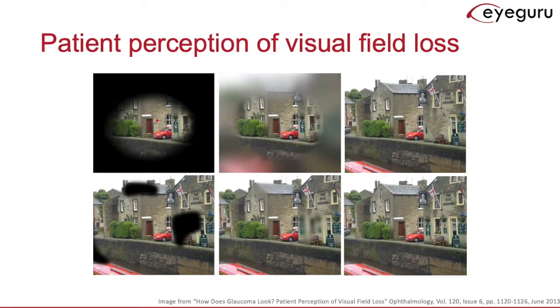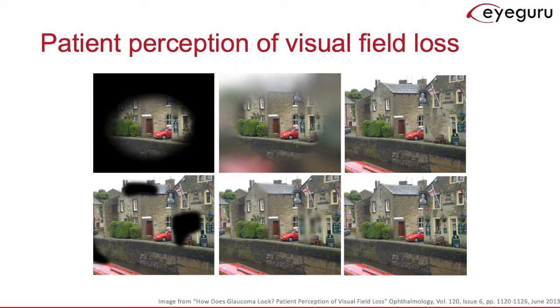So here are some examples of the varying visual defects that glaucoma patients might report. Some patients experience a black tunnel and others black patches. Some patients can experience a blurred tunnel, others can experience blurred patches. And other patients will report much more subtle findings, such as missing parts. So here we have this window that's missing.